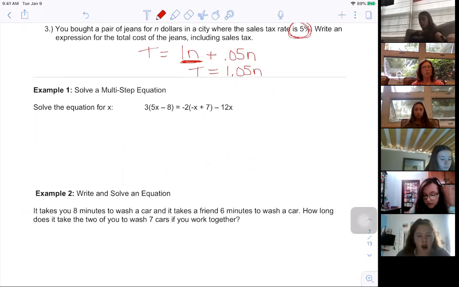Faith, what would you do first to solve for x? You distribute the 3 and the -2.